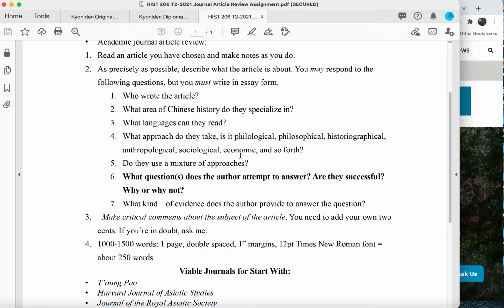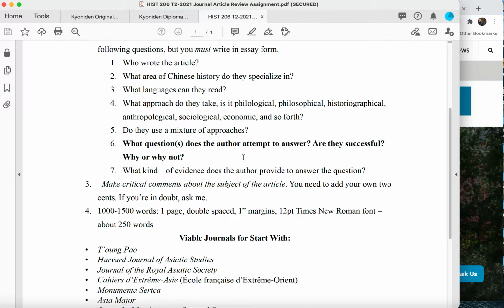This is supposed to be about 1,000 to 1,500 words, so it's relatively short. And I want you to bear in mind that one page, double-spaced, with 1-inch margins, 12-point Times New Roman font, equals about 250 words in English. So you can get a sense of exactly how long this is. Now, double-spaced is pretty long. We all know that.